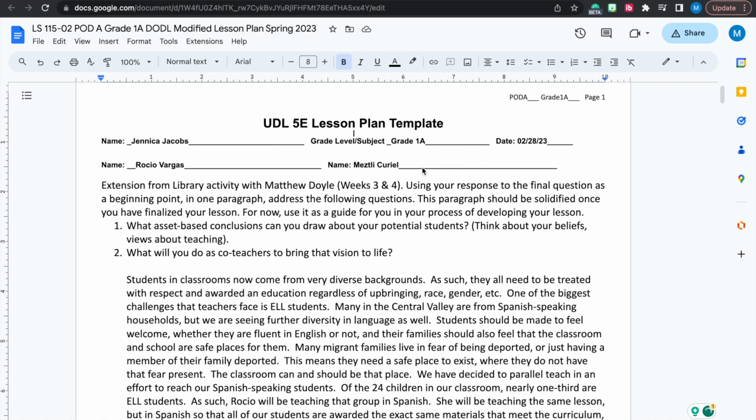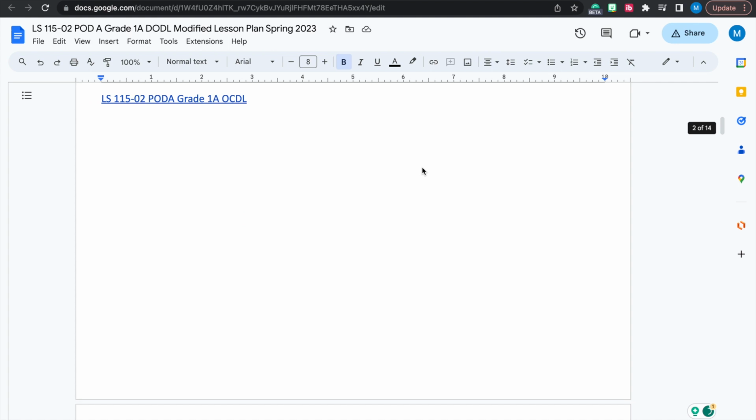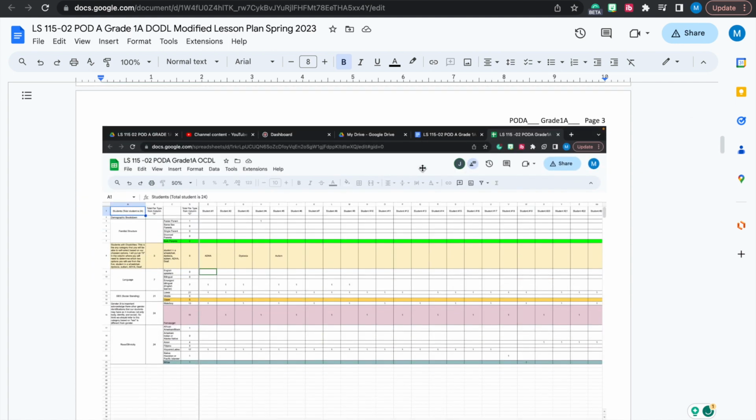So this is our lesson plan template, and one of the first things that I really enjoyed about the lesson was being able to review our classroom demographics. I think it was a really nice tool during our library activity that we were able to pull these demographics, and it's something I would definitely use in the future.